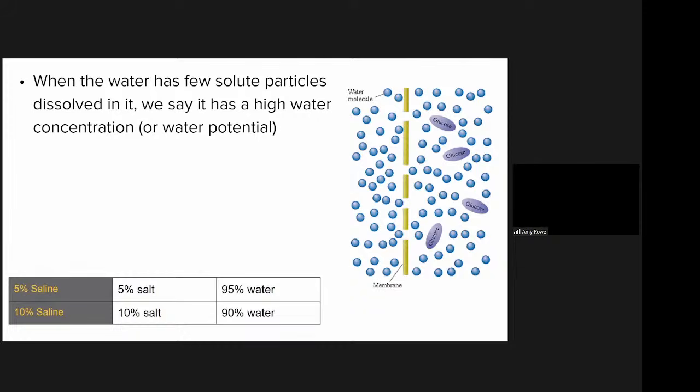Okay, so when the water has few solute particles dissolved in it, so not much stuff dissolved in it, we say that it has a high water concentration or a high water potential. It doesn't have much else in it, so as a whole, more of our solution is water. So we say that it has a high water concentration and a low solute concentration. So for example, a saline solution is just a salt solution.